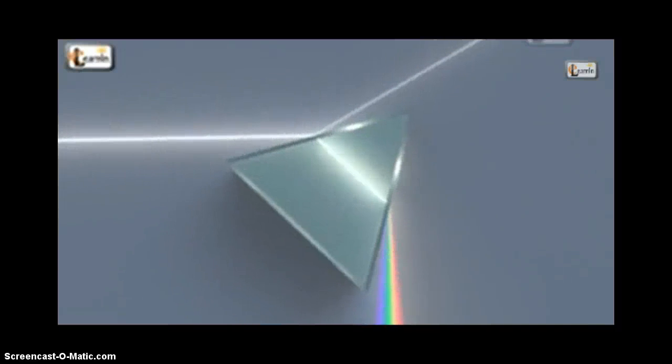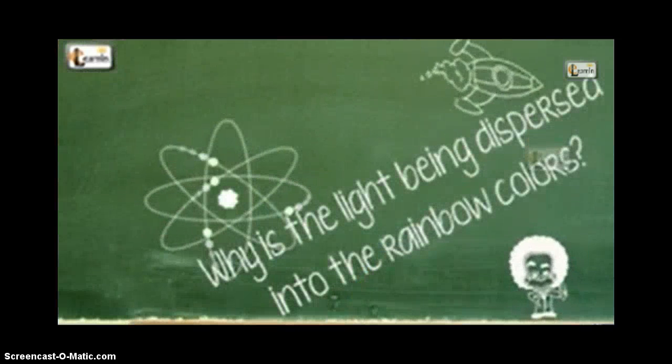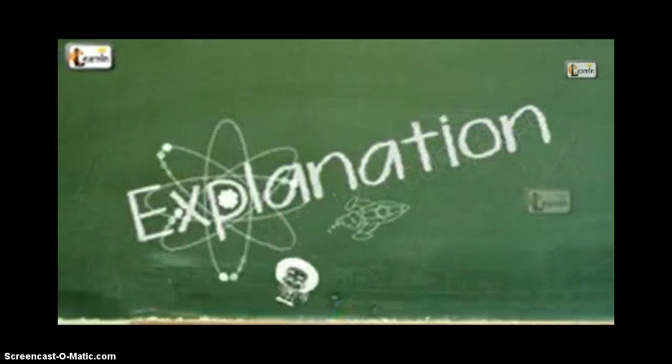Observe the light ray carefully inside the prism. Notice that the light ray bends at 2 different points, one when the light is entering the prism, and another when it leaves the prism. The question is, why is the light being dispersed into the rainbow colors? Explanation.